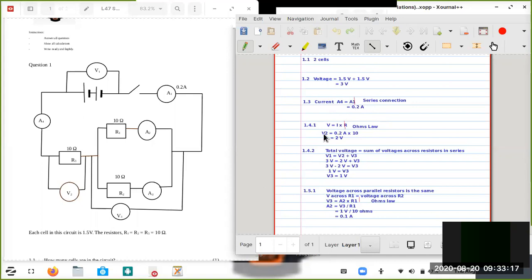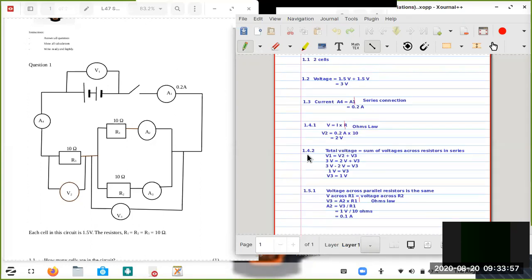Then on 1.4.1, again, Ohm's law says voltage is equal to current multiplied by resistance. So I represents current, R represents resistance. That's the formula. Then we substituted, that is V2, or voltmeter number 2. The voltage measured by voltmeter number 2 is equal to current 0.2 amps multiplied by 10 ohms, which comes to 2 volts, all right? Fine, it's just some of the additions that are included.